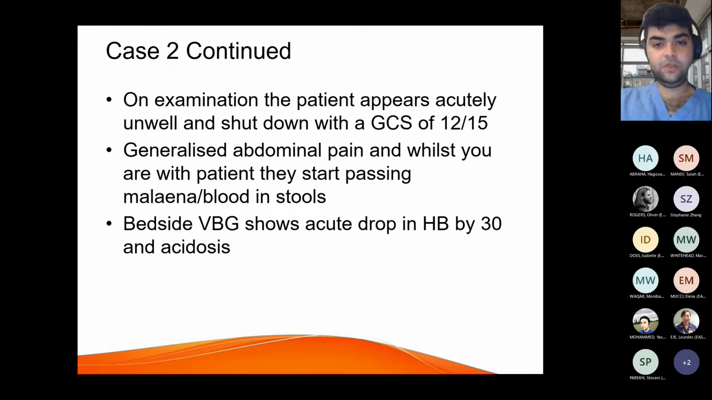When you examine the patient, you realize that they're critically unwell with a very low GCS because they're extremely drowsy, they're completely shut down, they have generalized abdominal pain, and while you're at the bedside, you notice that the patient starts passing melena. Quickly, you organize a cannula, VBGs, and routine bloods, and the VBG shows an acute drop in hemoglobin by 30 with metabolic acidosis.